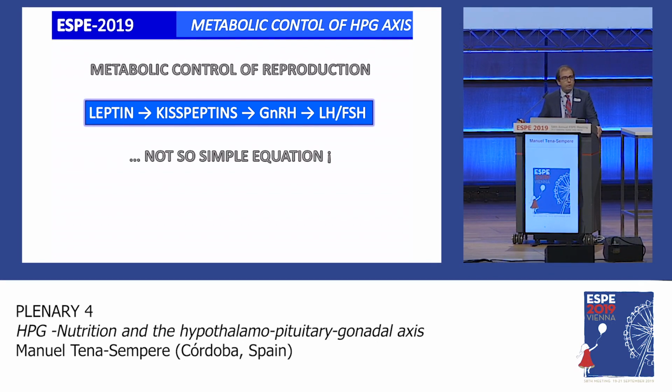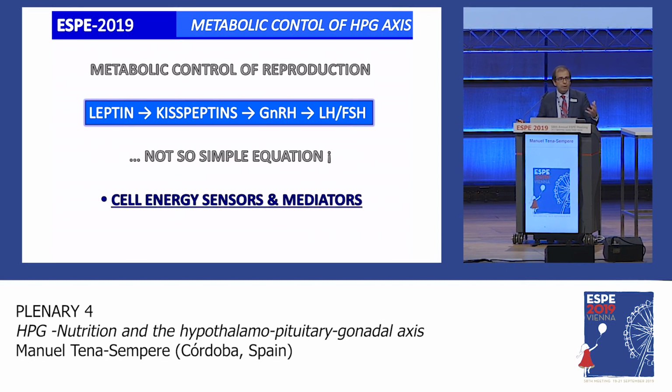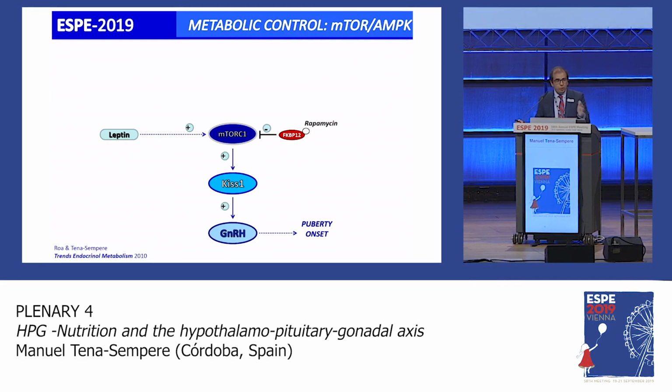However, we also think that this is not so simple, and that's why in our laboratory in the last few years we have tried to better understand what could be the molecular mediators and sensors involved in this kind of pathway that is represented in the upper part of the slide. So in this search for molecular mediators of leptin actions on the elements of the brain controlling puberty onset, we have become interested initially in two quite universal cellular energy sensors, which are mTOR and AMP kinase.